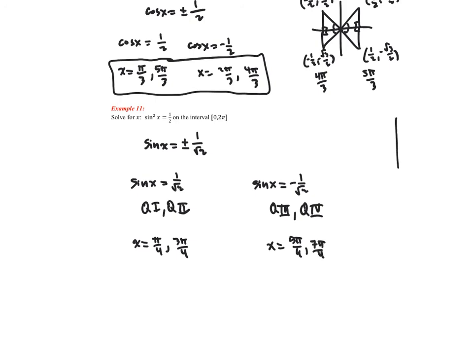Okay, guys, one last thing that I'd like to note is this acronym, All Students Take Calculus. All that this means is what functions are positive where. So all trig functions are positive in quadrant 1, whereas only sine is positive in quadrant 2. That means cosine and tangent are negative. Only tangent is positive in quadrant 3, and only cosine is positive in quadrant 4. So all students take calculus. It's a good way to remember positives and negatives, and it'll help you along the way.